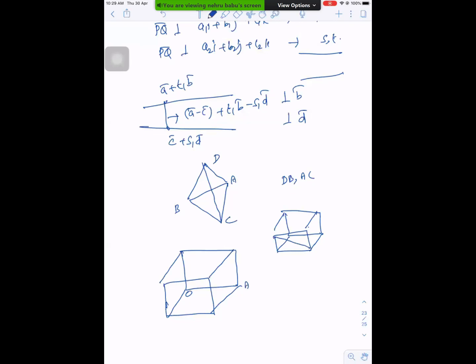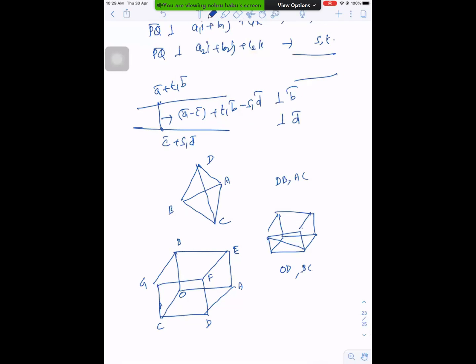O, A, B, C, D, E, F, G. If you take this line, now if you observe the OD line and the BC line, these are skew lines only. They are not in the same plane. What is the distance between them? They ask this type of questions. In a cuboid, what is the shortest distance between the two skew diagonals? They ask questions like this.